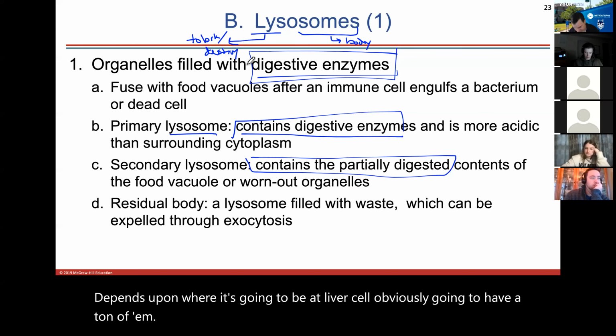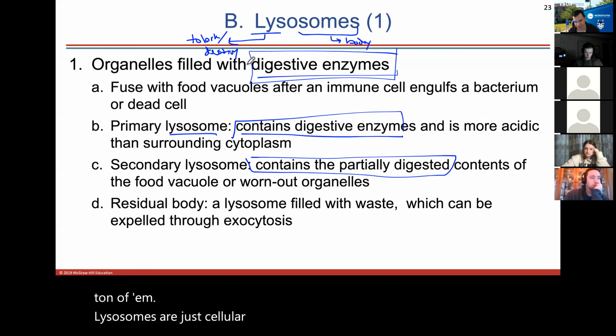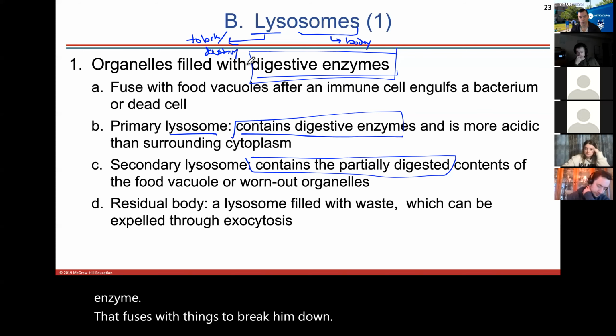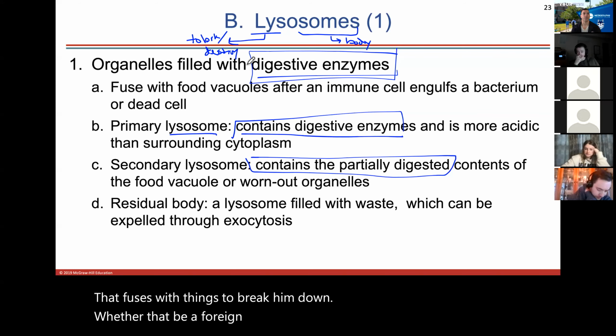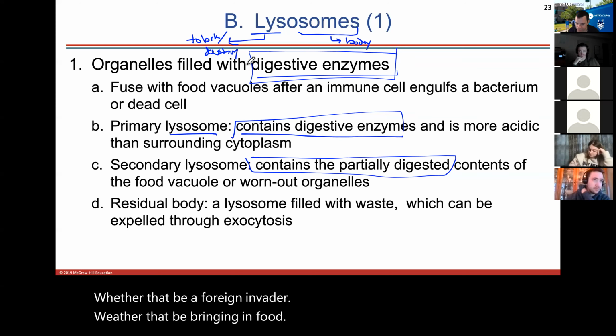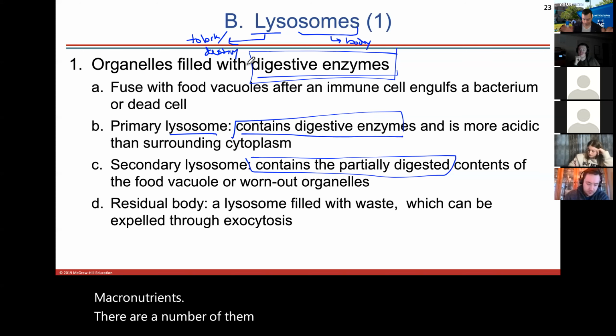Lysosomes are just cellular bodies with some generalized digestive enzyme that fuses with things to break them down, whether that be a foreign invader, whether that be bringing in food, macronutrients. Okay. There are a number of them, primary, secondary.